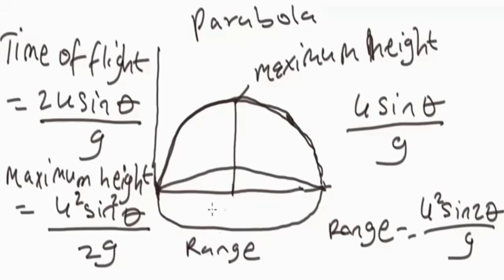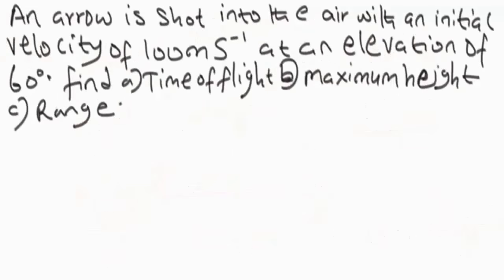Alright, so let's wipe this now and look at some calculations. We have this problem. It says an arrow is shot into the air with an initial velocity of 100 meters per second at an elevation of 60 degrees. Find time of flight, maximum height, and range. So let's begin with time of flight.